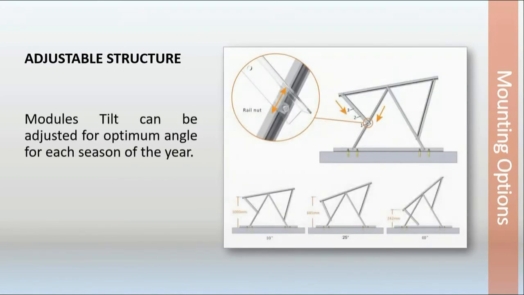For adjustable structure, what we are doing here is that we have many optimum angles. For example, we have an optimum angle for summer, or an optimum angle for winter, or for spring. So we are adjusting these modules each year 2 or 3 times. It depends on our operation.